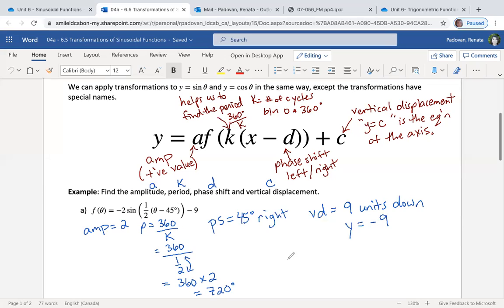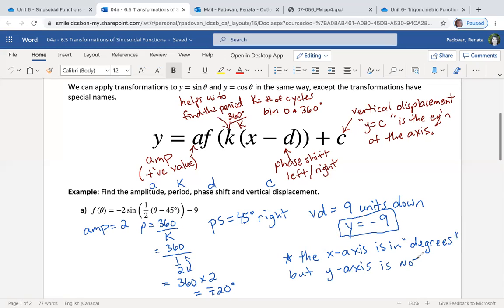And just to point out here, the x-axis will be in degrees, right? So you're 45 degrees right, 720 degrees for the cycle. So the x-axis is in degrees, but your y-axis is not. Your y-axis, it's just regular numbers up and down. Like here, the equation y equals -9, you would go to the y-axis, find -9. So your y-axis is not in degrees. The x-axis is in degrees, the y-axis is not.